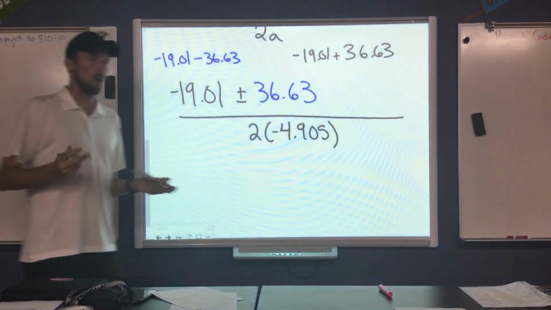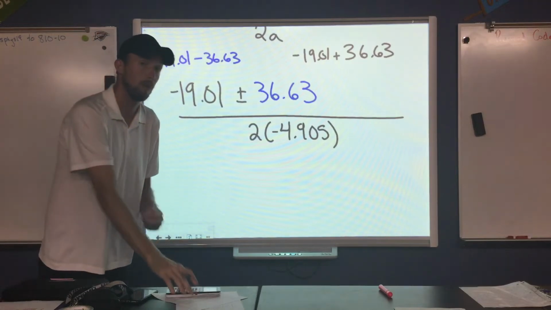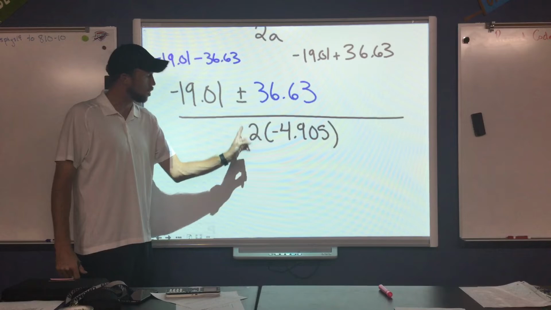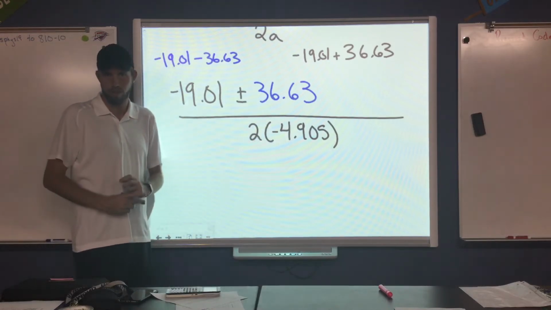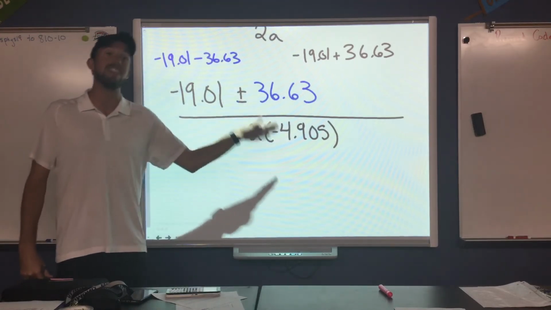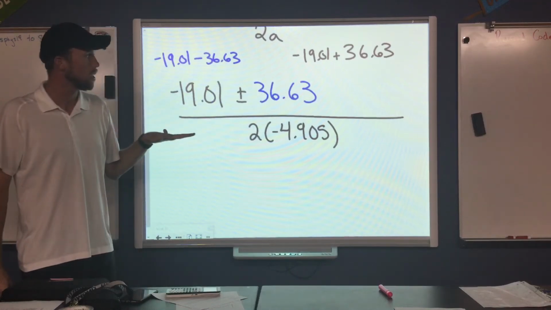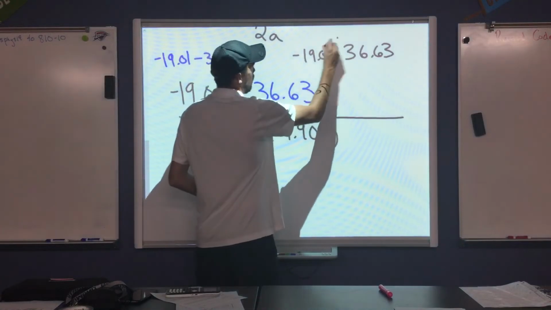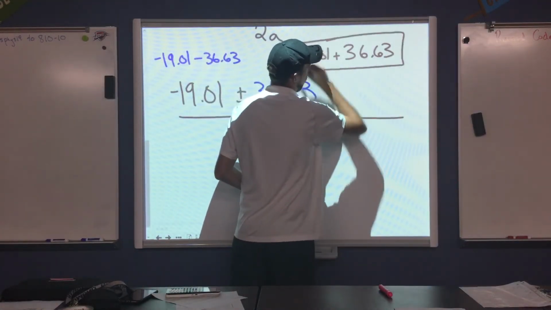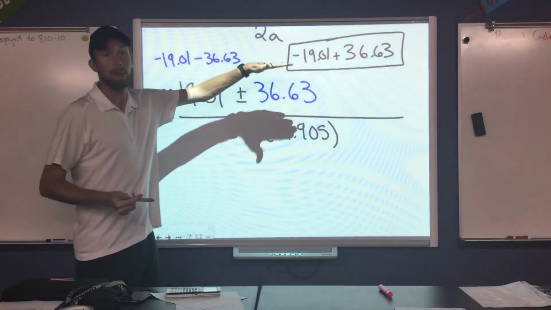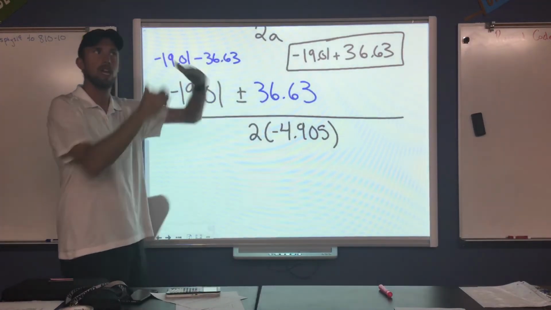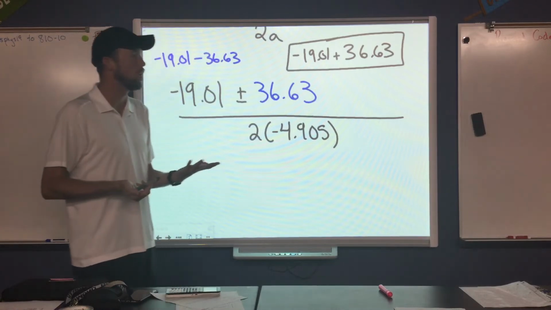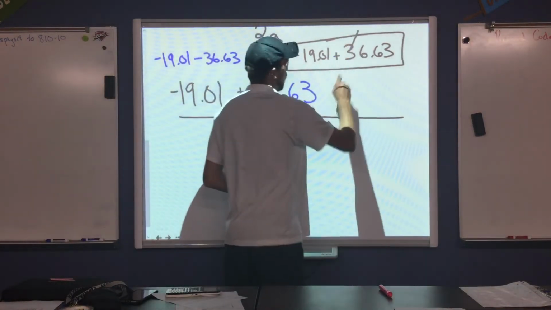Now, which one are we going to go with? Well, oftentimes with the quadratic formula, we get two answers. If you will notice, what is in our denominator is 2 times a, negative 4.905, which means we're going to have a negative value in our denominator. So if my numerator is positive, which would be, if I add 36.63, I would divide by a negative. A positive divided by a negative is going to give me an overall negative for my result, which I don't want. So I'm probably not going to do this.